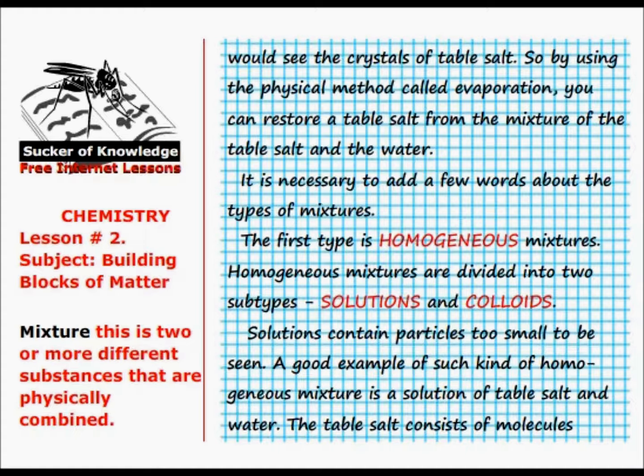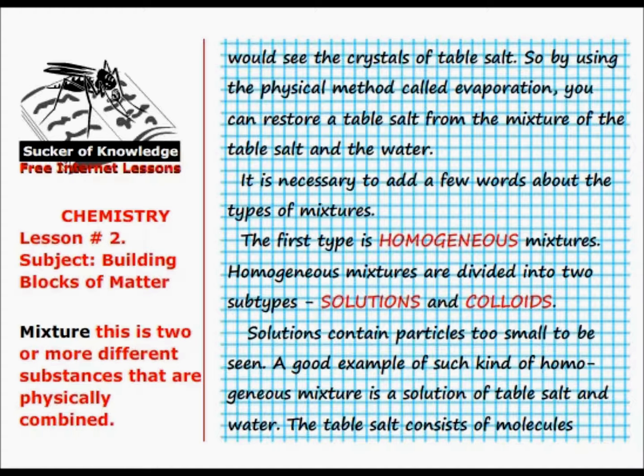It is necessary to add a few words about the types of mixtures. The first type is homogeneous mixtures. Homogeneous mixtures are divided into two subtypes, solutions and colloids. Solutions contain particles too small to be seen. A good example of such kind of homogeneous mixture is a solution of table salt and water.